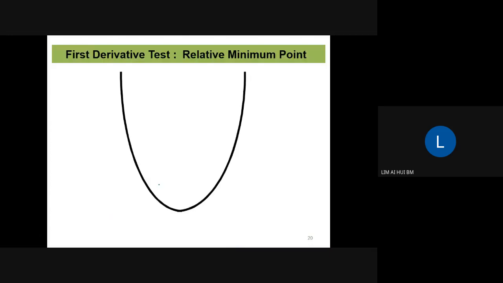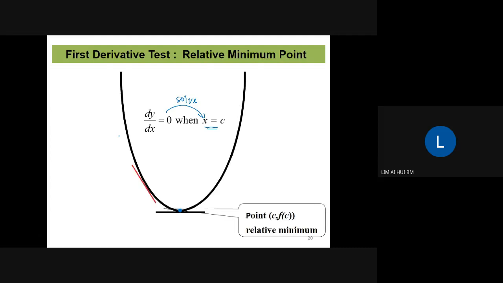Lagi, first derivative test for the relative minimum point. Firstly, same thing, you get your dy dx, you let your dy dx equal to 0, then daripada situ you selesai. You solve, you get that x equals to c. Then you tahu ini adalah satu extremum point, either maximum ataupun minimum. Kita tak tahu lagi. Then kita masukkan satu nilai x kurang daripada c masuk dalam dy dx.